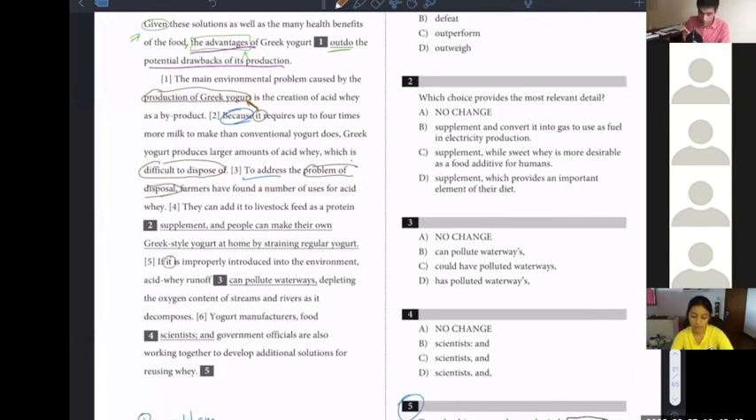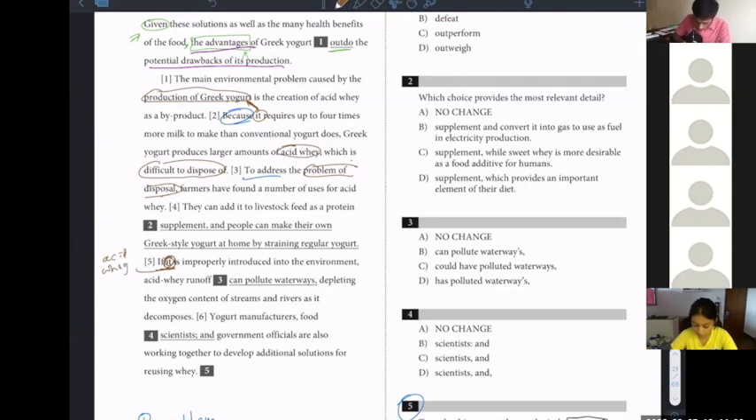If it, we have another it. Now what is it? It is improperly introduced. Okay, it would be the what is introduced. If we go back here, it's the acid whey, right? So acid whey. So if we look at 5, we have to put 5 after a sentence where acid whey is a subject. I hope everyone's following me, because of it, the sentence before has to have acid whey as an important part of the subject.